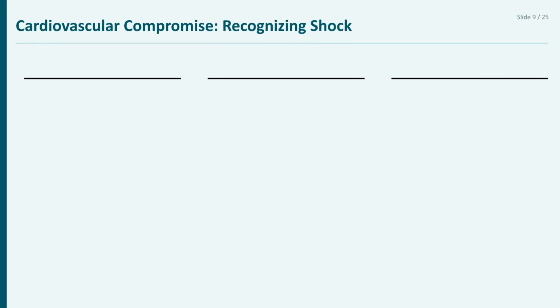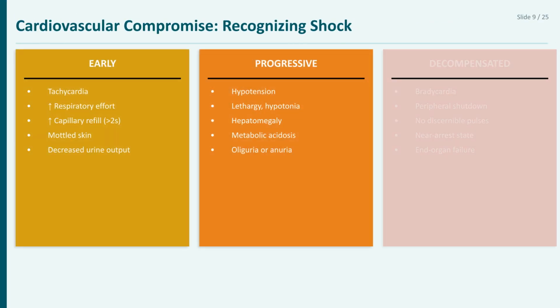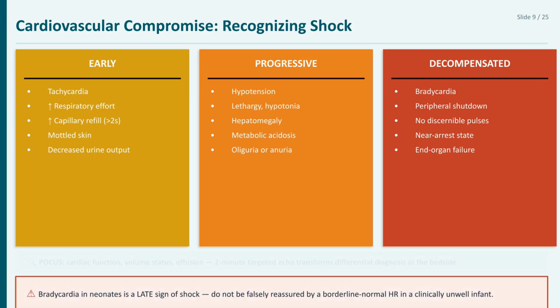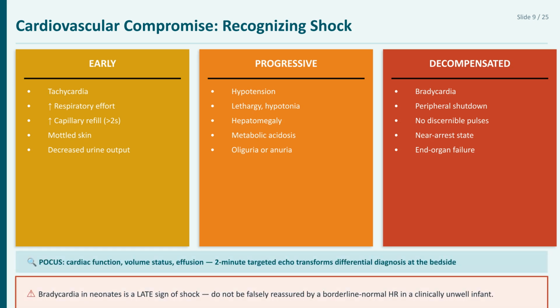Recognizing shock involves 3 stages: early, progressive, and decompensated. Early signs include tachycardia and decreased urine output. Progressive shock involves hypotension and metabolic acidosis. Decompensated shock presents as bradycardia and end organ failure. Bradycardia is a late sign of shock. POCUS is vital for rapidly assessing cardiac function and volume status at the bedside.